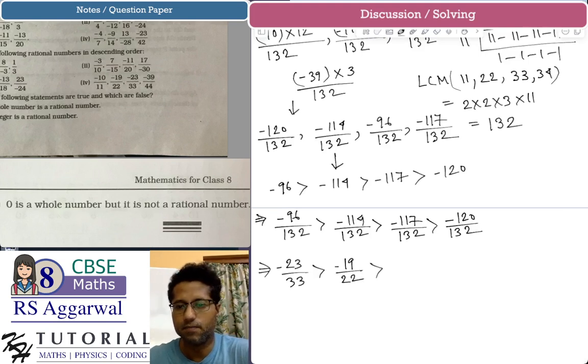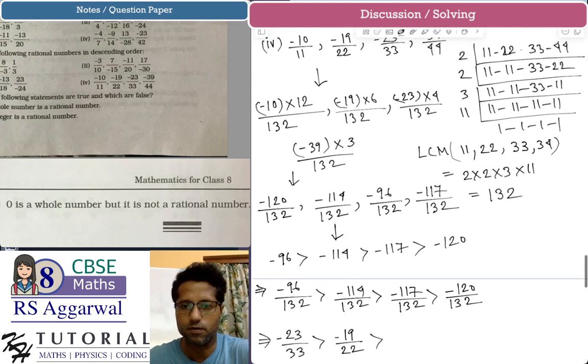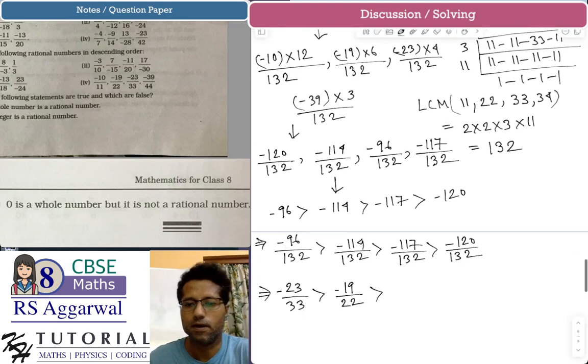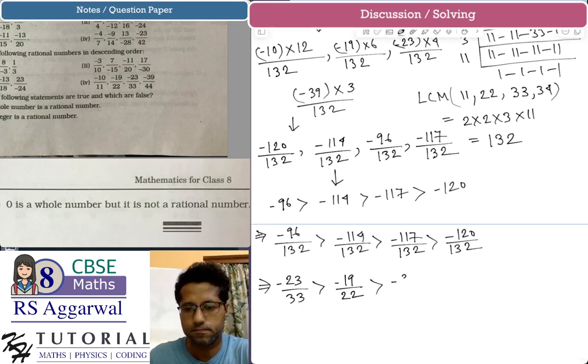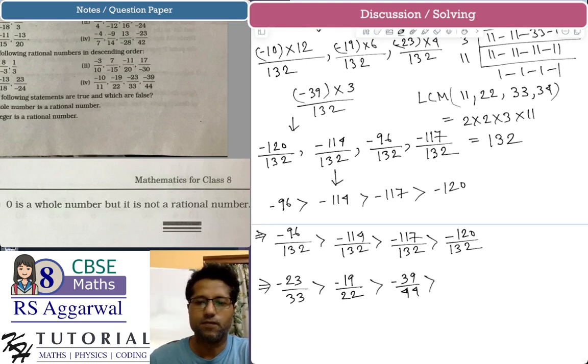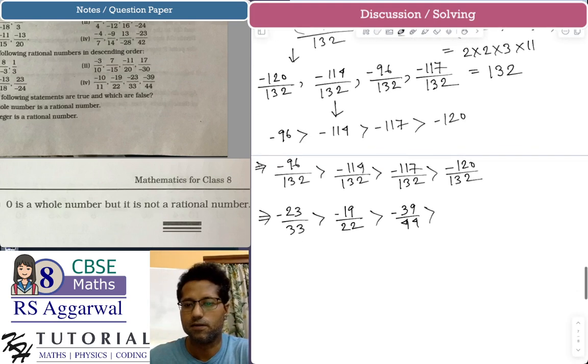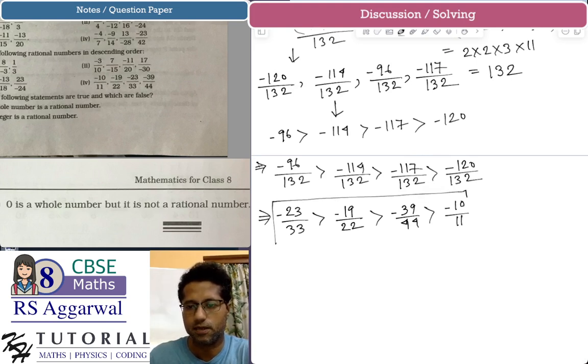Minus 117 by 132, the original rational number was minus 39 by 44. And minus 120 by 132, the original rational number was minus 10 by 11. So this is the ordering of the given rational numbers in descending order.